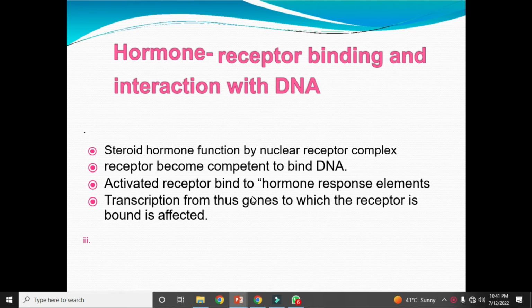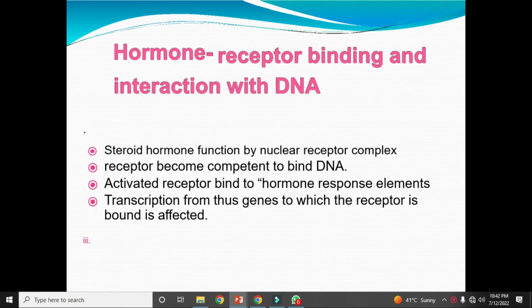Now the activated receptor binds to hormone response elements, which are short specific sequences of DNA located in the promoter of hormone-responsive genes. In most cases, the hormone receptor complex binds DNA in pair form. The hormone response elements are made up mostly of inverted repeats, or might be direct repeats, or sometimes everted repeats, at least 2 to 8 times respectively.